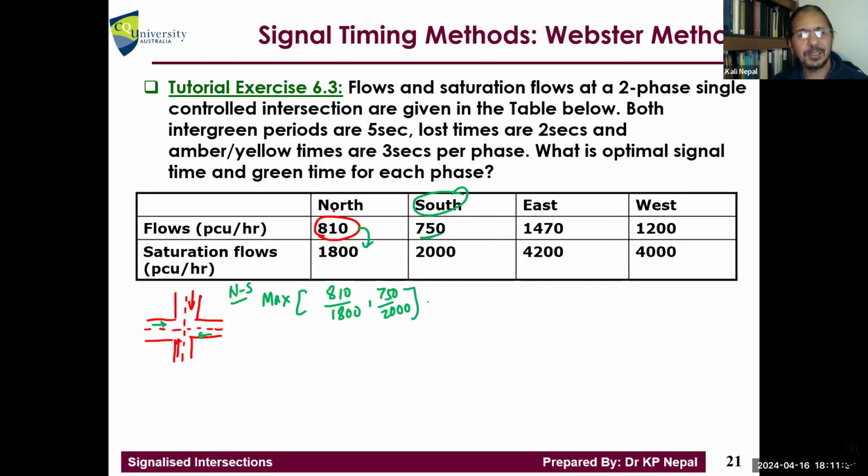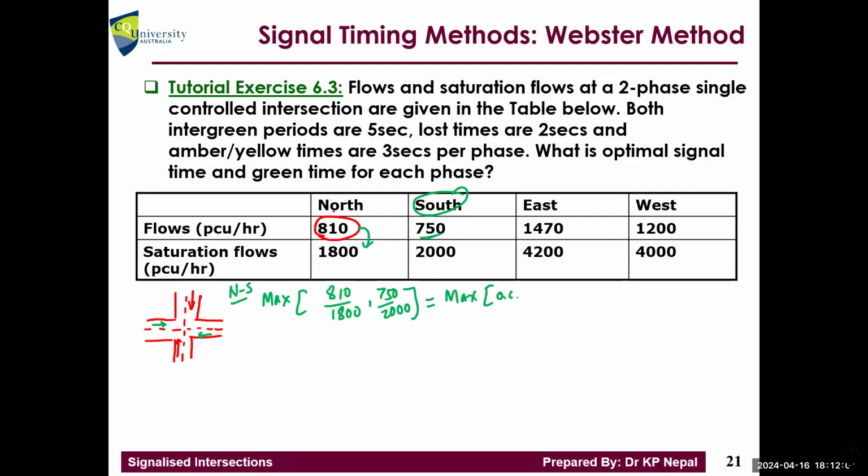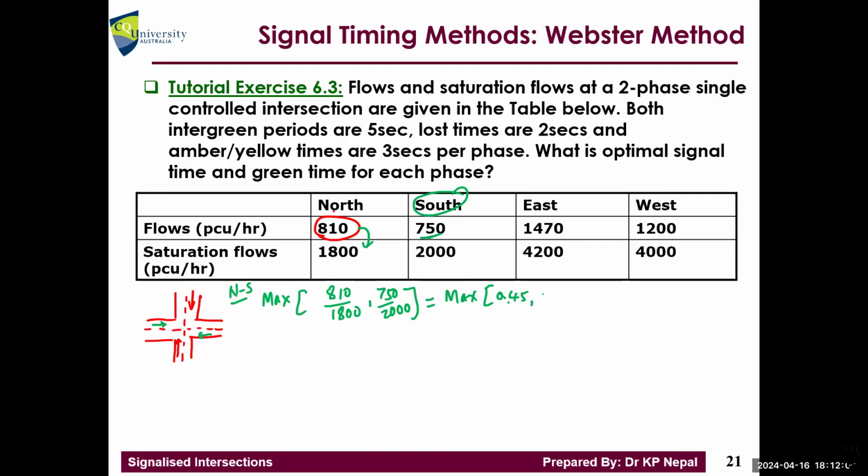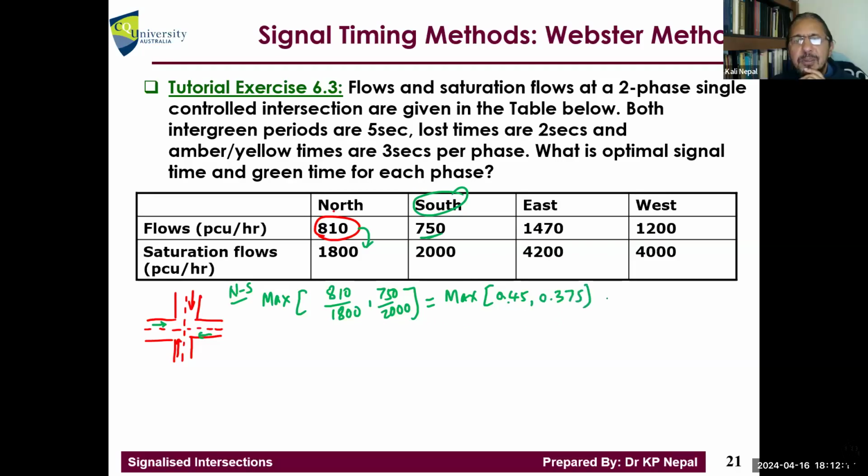All right. Can you compute this for me, please? What would you be getting? Maximum of? What is 810 divided by 1800? Come on, some of you. Compute for me. 0.45. 0.45 is good. Okay, thank you. How about the other one? 750 over 2000? 0.375. Maximum of these two values is what? 0.45. Good. So next.